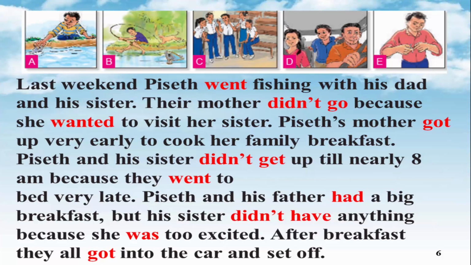Last weekend, Bisset went fishing with his dad and his sister. The mother didn't go because she wanted to visit her sister. Bisset's mother got up very early to cook a family breakfast. Bisset and his sister didn't get up till nearly 8 a.m. because they went to bed very late. Bisset and his father had a big breakfast, but his sister didn't have anything because she was too excited. After breakfast, they all got into a car and set off.